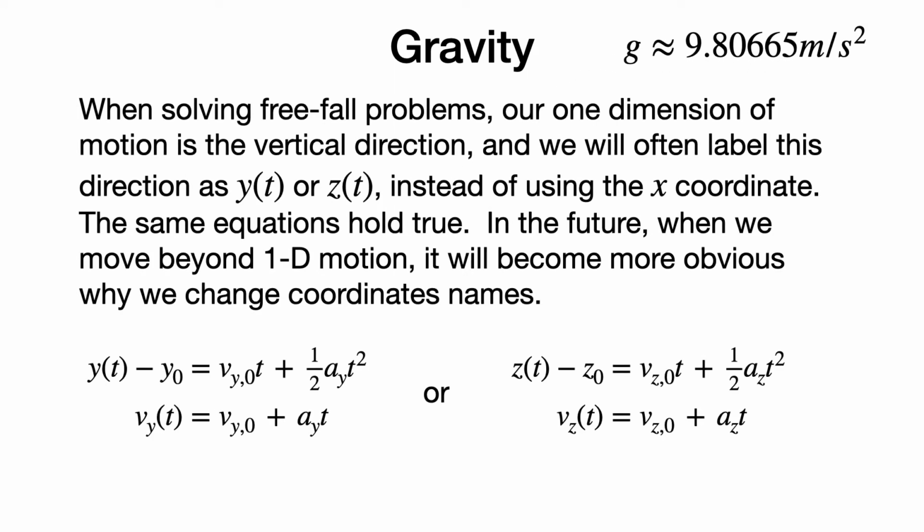When solving the free fall problems, our one dimension of motion is the vertical direction, and we will often label this direction as y as a function of time or z as a function of time instead of using the x coordinate. The same equations are going to hold. In the future, when we move beyond one-dimensional motion, it's going to become more obvious why we're making this change of coordinate name. But the important thing is the equations themselves are exactly the same. We're just using a different variable.